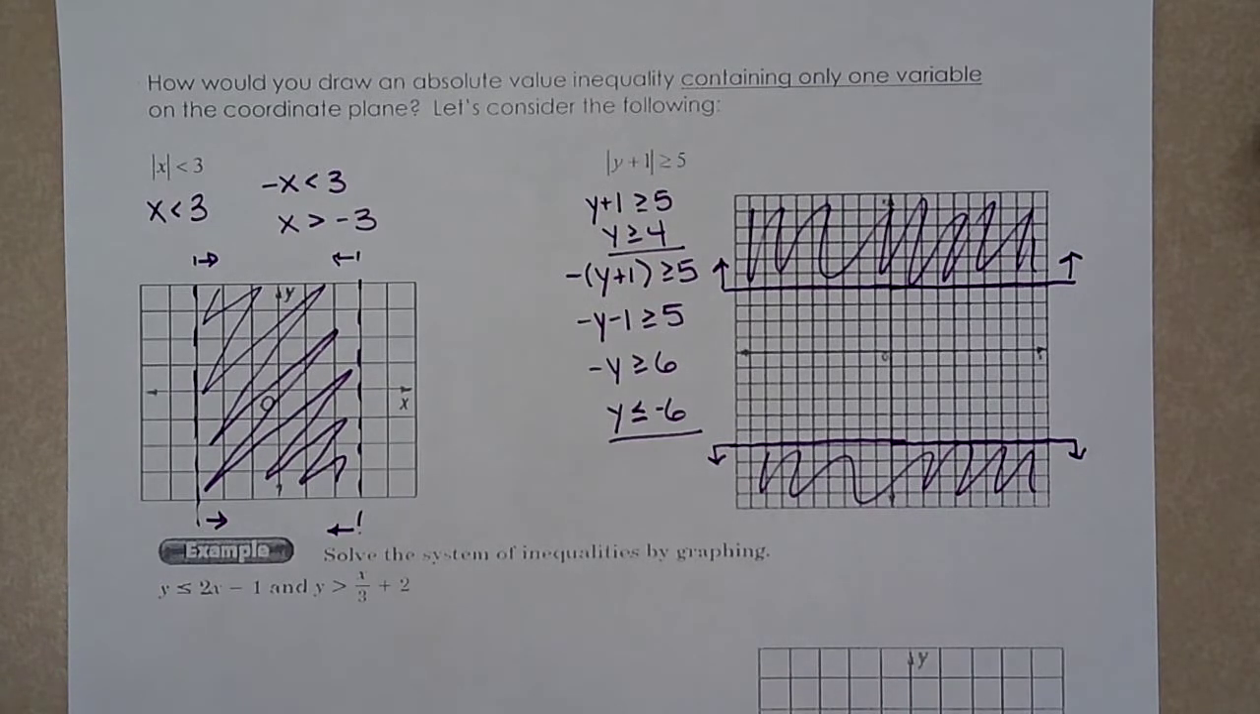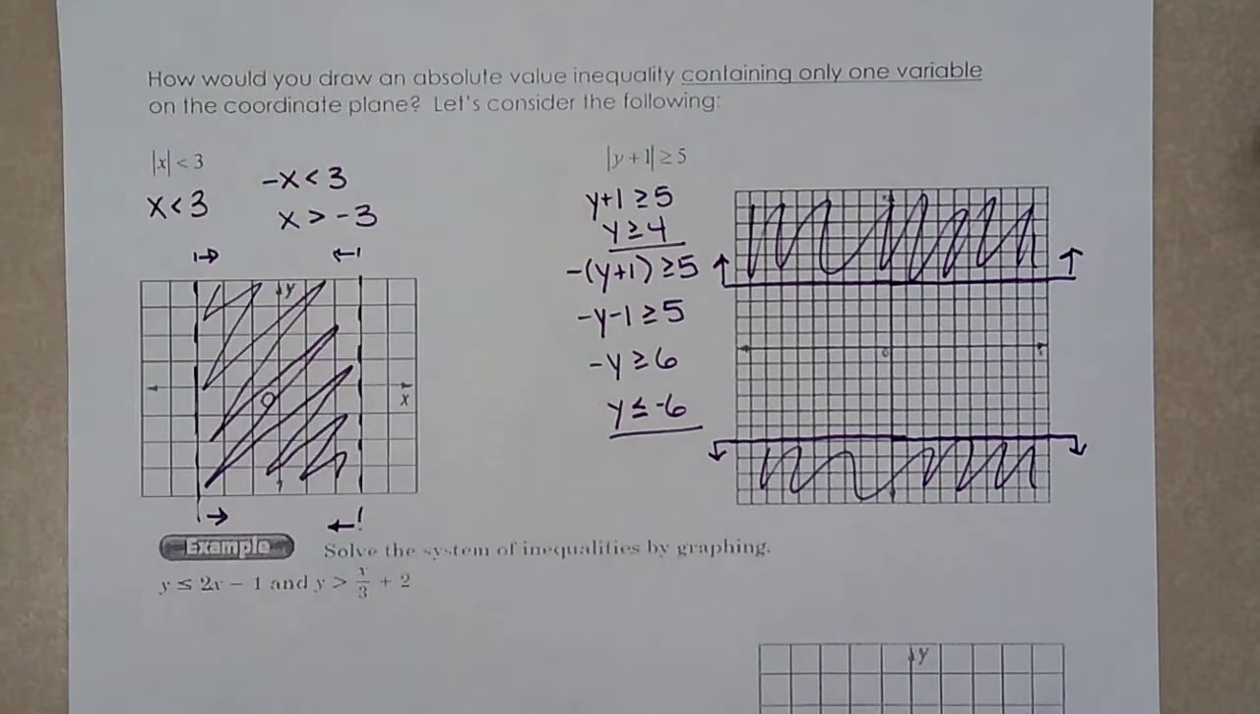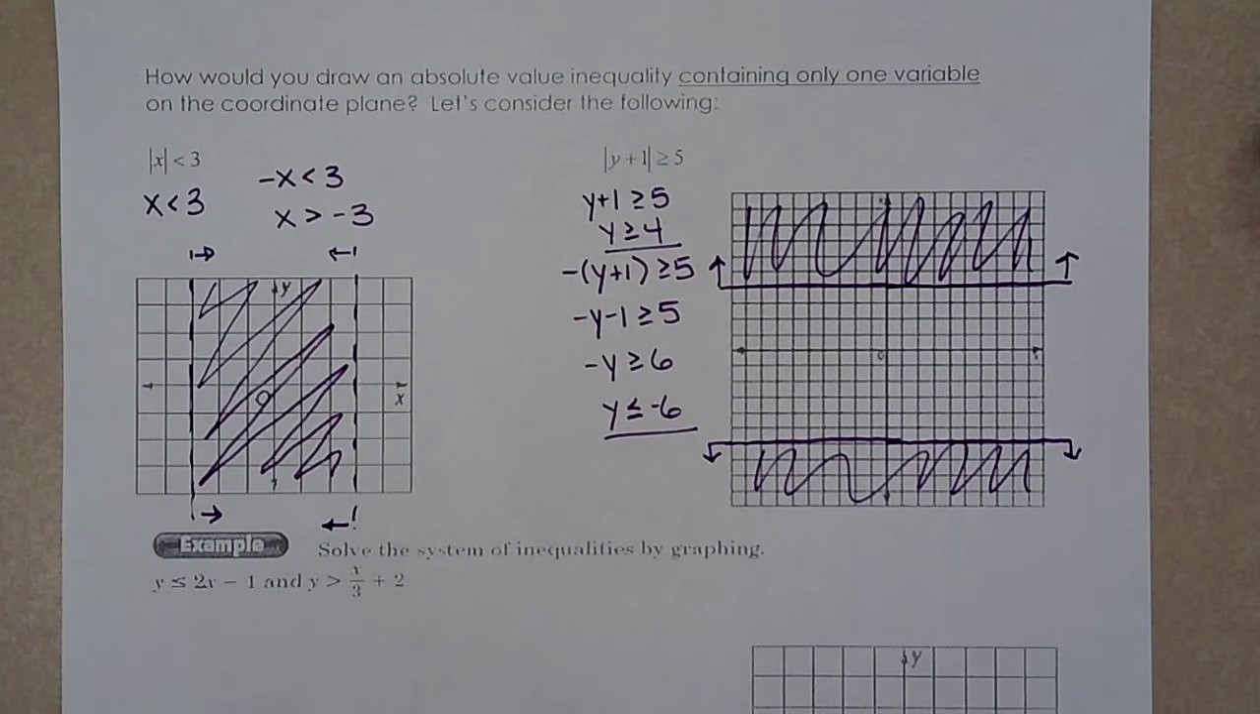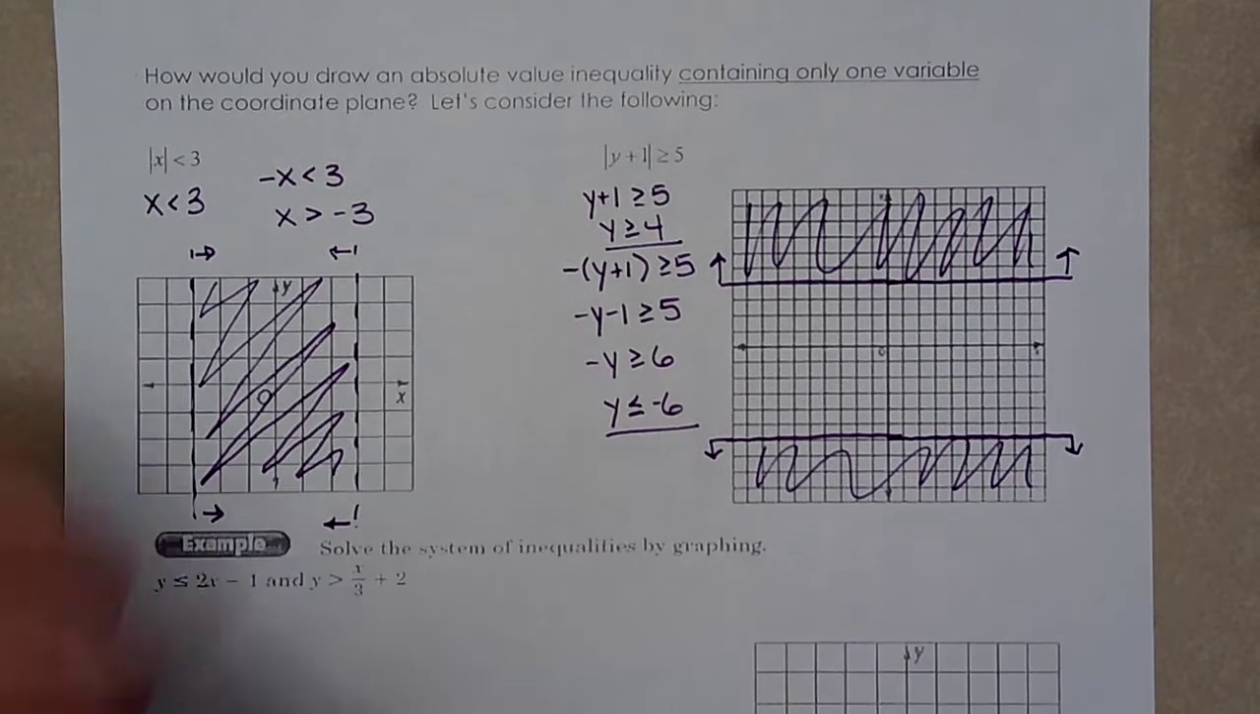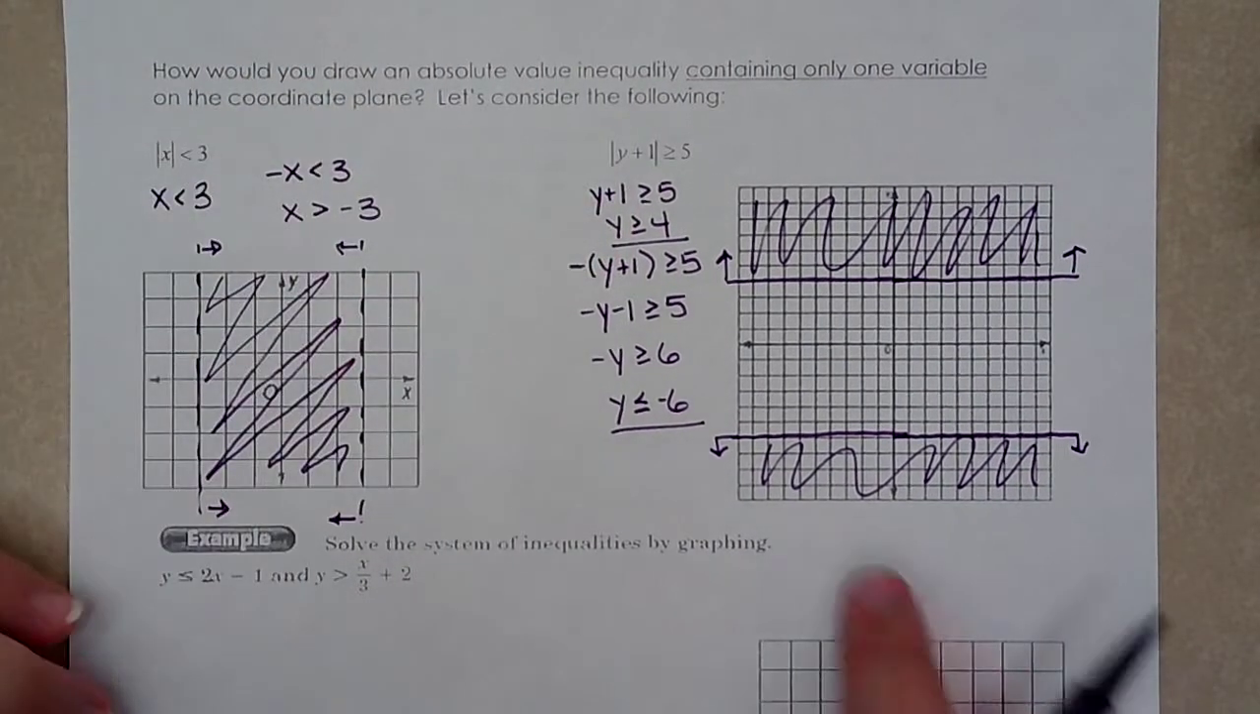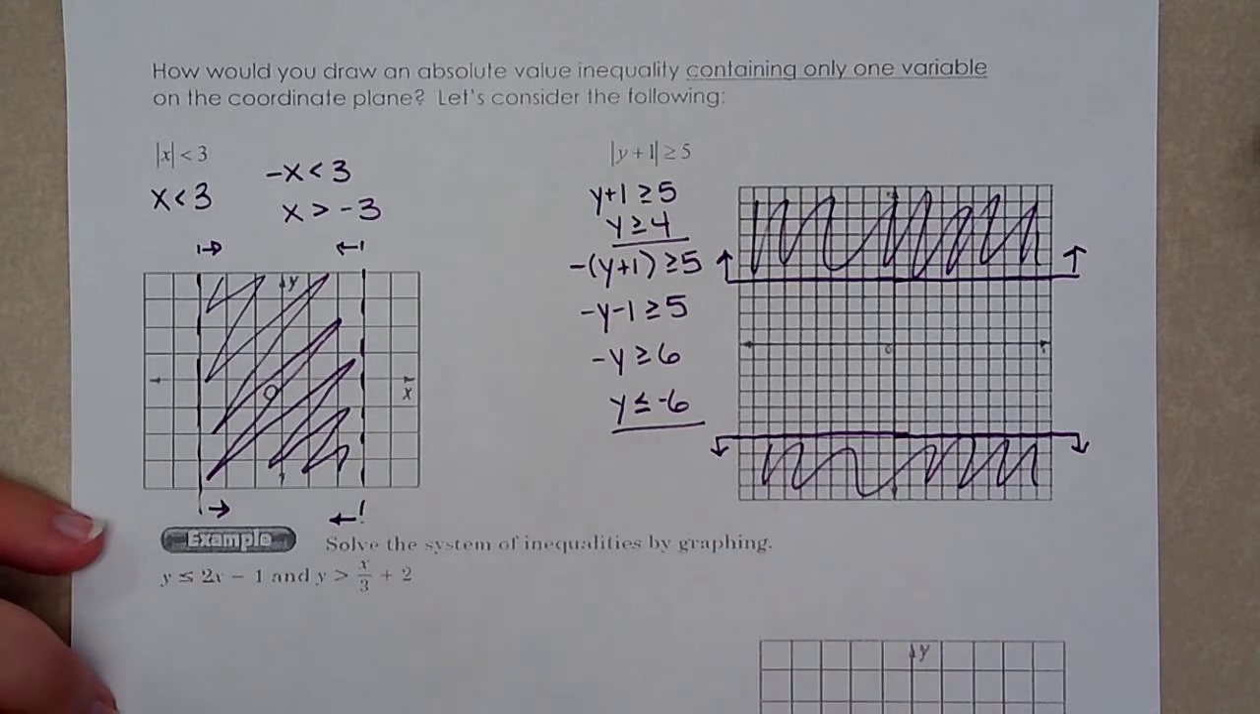So big things when you're working with these absolute values and these inequalities. Make sure you have your two different answers. Absolute values always come with two solutions there. And then, of course, make sure you're checking your sign to know first whether your line is going to be solid or dashed.